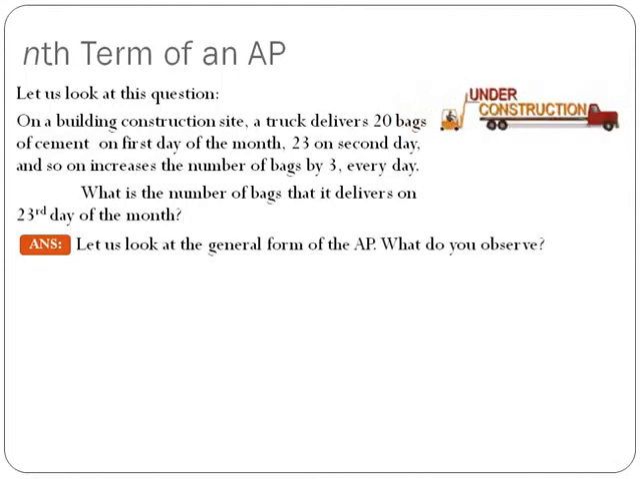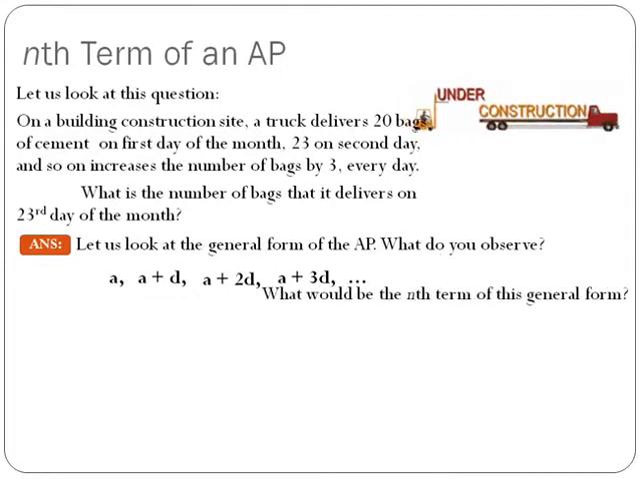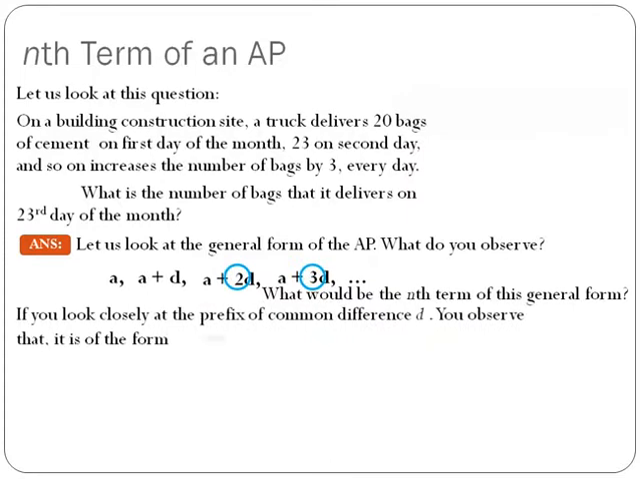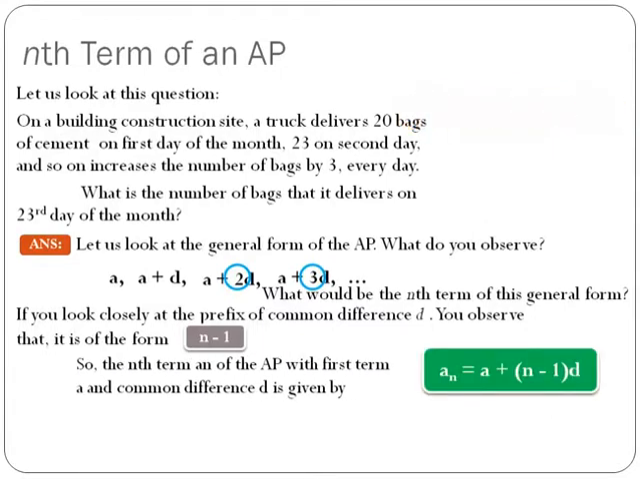Let us look at the general form of the AP. What do you observe? a plus d, a plus 2d, a plus 3d, and so on. What would be the nth term of this general form? If you look closely at the prefix of the common difference d, you observe that it is of the form n minus 1. So the nth term of the AP with first term a and common difference d is given by a_n is equal to a plus (n minus 1) times d. So this is how we arrive at the formula we had studied.